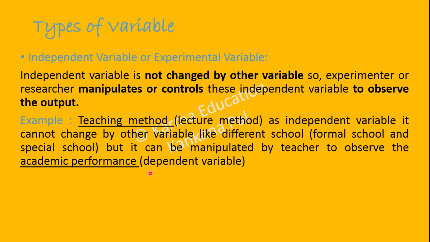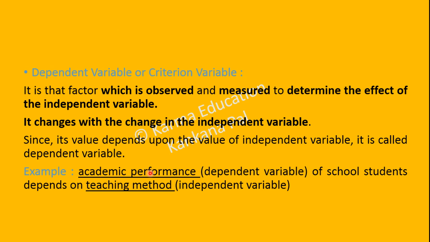Next type of variable is dependent variable or criteria variable. It is that factor which is observed and measured to determine the effect of the independent variable. Researcher can change the independent variable to observe the dependent variable. Okay, dependent variable is observed and measured to determine the effect of independent variable. Dependent variable changes with a change in the independent variable.